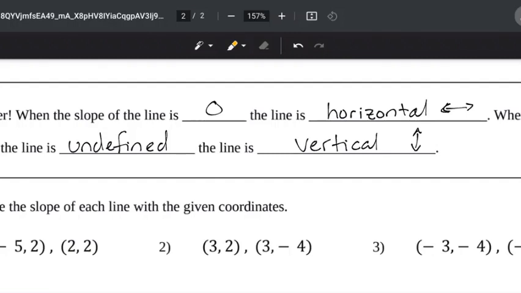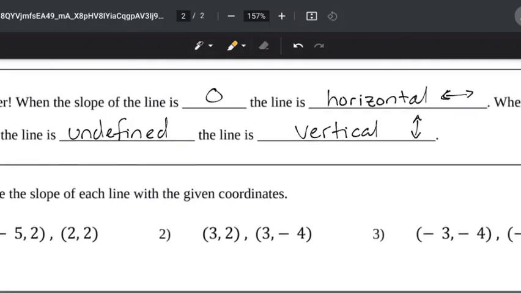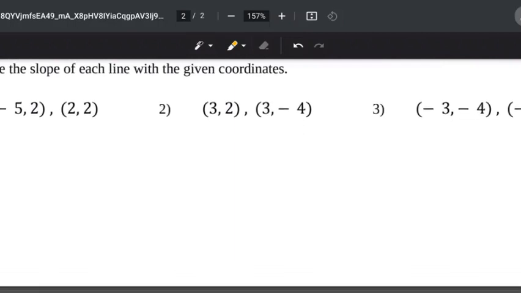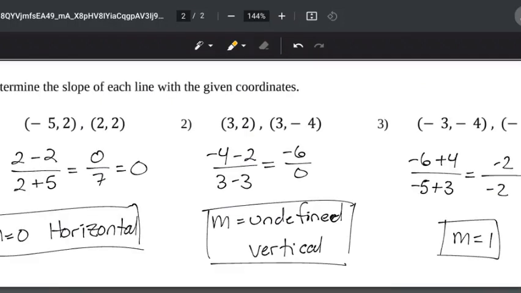All right, so go ahead and try these examples, 1, 2, and 3. Determine the slope of these given coordinates. When you're ready, come back and check your answers. See you in a few.